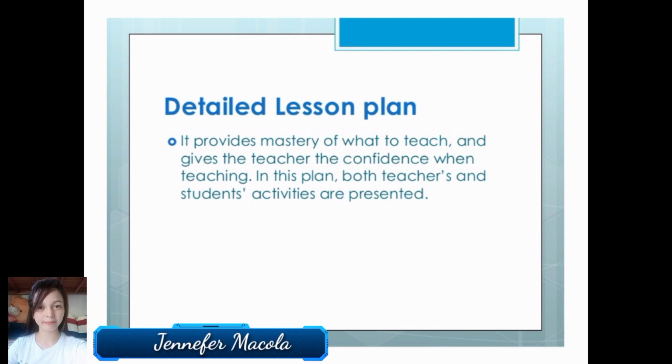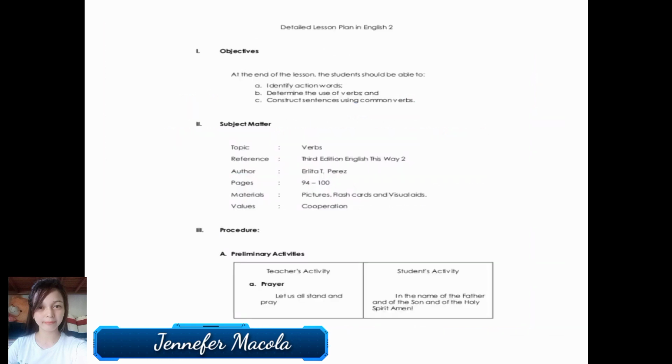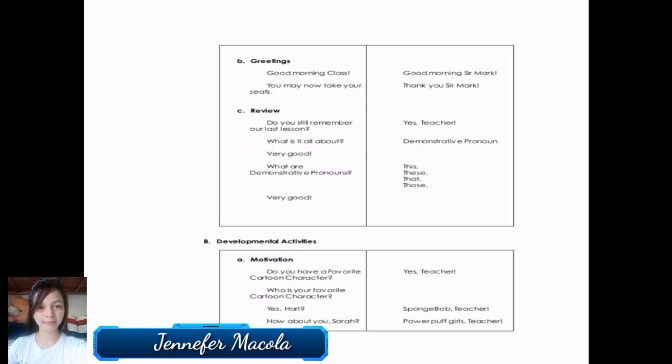This is an example of a detailed lesson plan in English 2. First, objectives. Second is subject matter, and third, procedure. Under procedure are the preliminary activities, where teacher and student activities are presented. Under preliminary activities is prayer. After prayer, the teacher greets the students. Next is review. The teacher asks students if they still remember their last lesson.